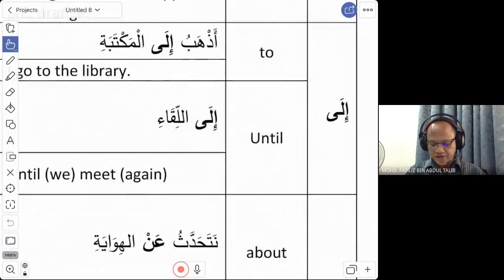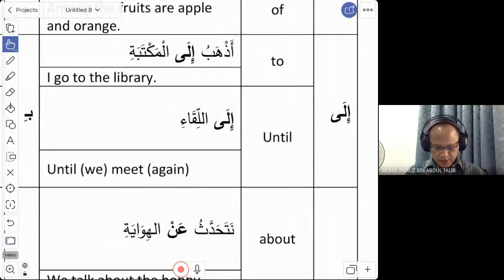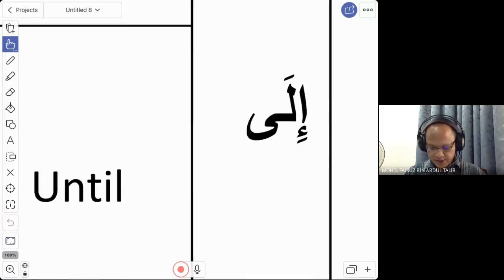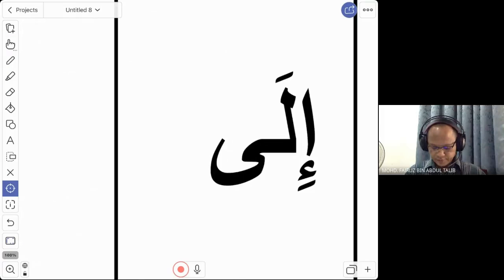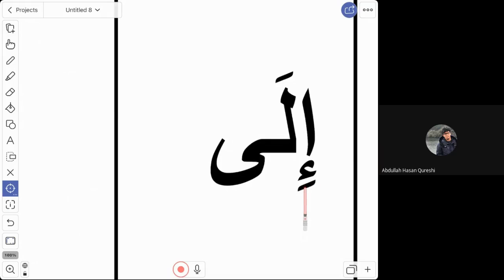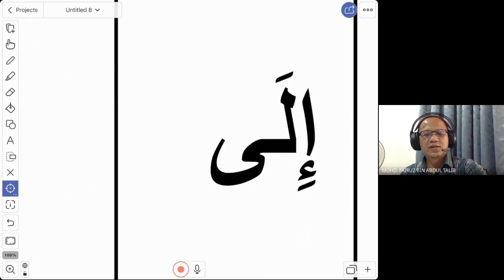The second word that everybody must know. Second word is, yes, can someone read this for me? This is? Yes, Said, you want to say anything? Ilah. Sorry, I couldn't hear you. Ilah. Yes, Sahih, Said. Naam, ilah. This is ilah.